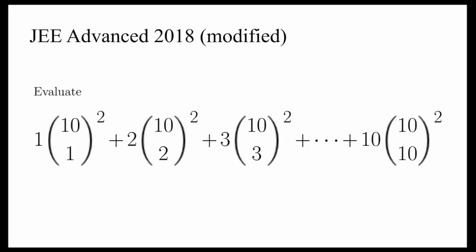In this video, we are going to evaluate a sum modified from a problem in JEE Advanced 2018. To evaluate 1 times 10 choose 1 whole squared plus 2 times 10 choose 2 whole squared plus 3 times 10 choose 3 whole squared, adding all the way up to 10 times 10 choose 10 whole squared. These brackets are referring to binomial coefficients.